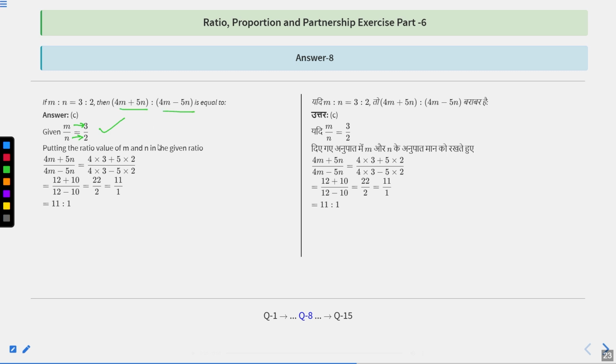When we put the value of m, we multiply 4 by 3 plus 5 multiplied by 2 in the numerator. In the same way, 4 multiplied by 3 minus 5 multiplied by 2. It becomes 12 plus 10 upon 12 minus 10, which is 22 upon 2. When we simplify it, we get 11/1. What does it mean? It means the ratio will be 11:1. So C is the correct answer.